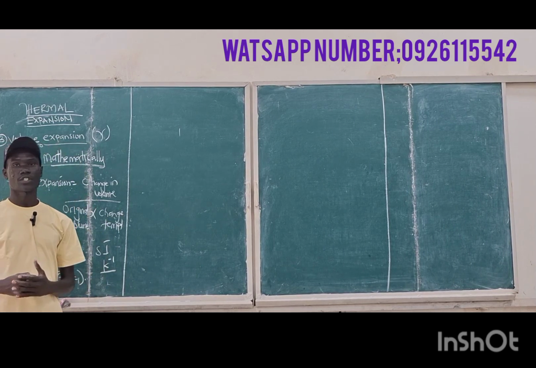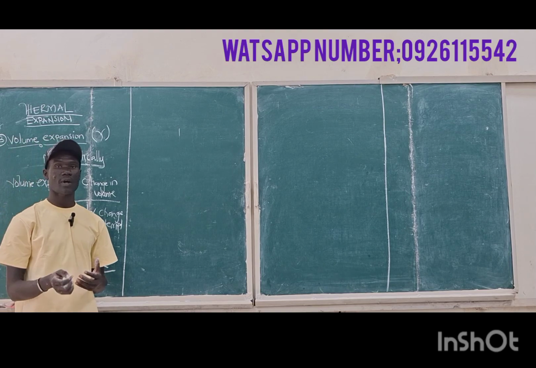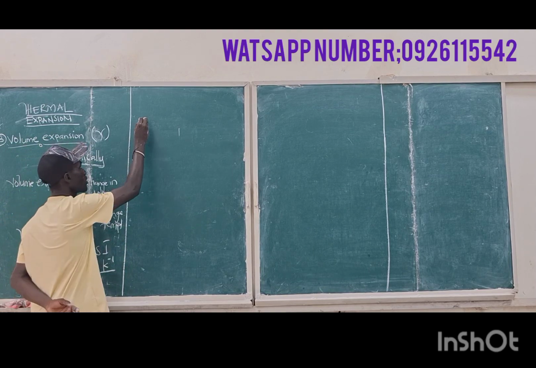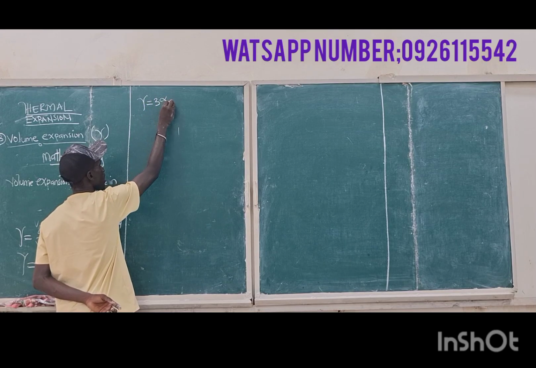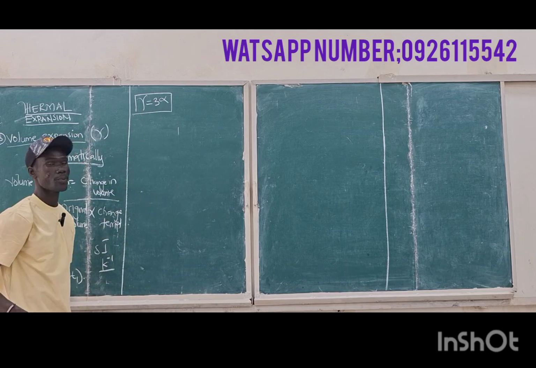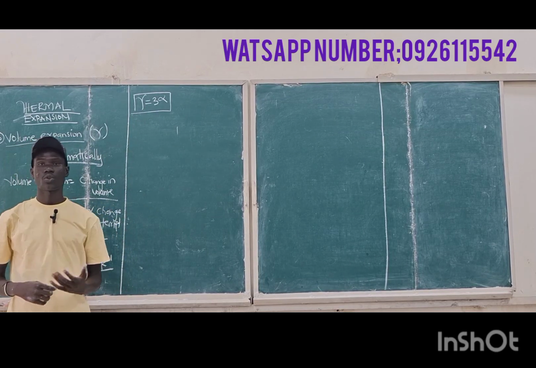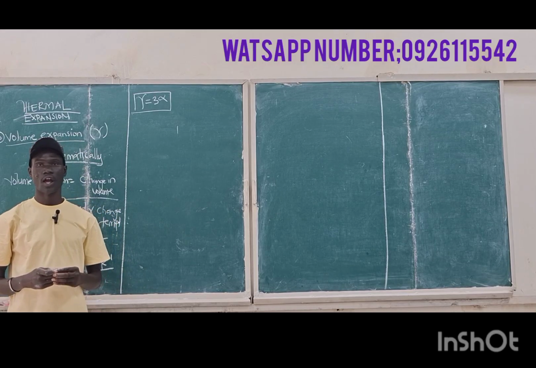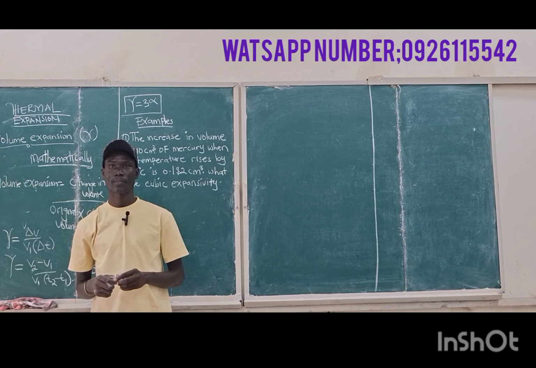Volume expansivity or cubic expansion is also related to linear expansion. How? Gamma is 3 times alpha. That is the relationship between volume expansion and linear expansivity. We are going to look at examples and see how to solve problems under volume expansivity.